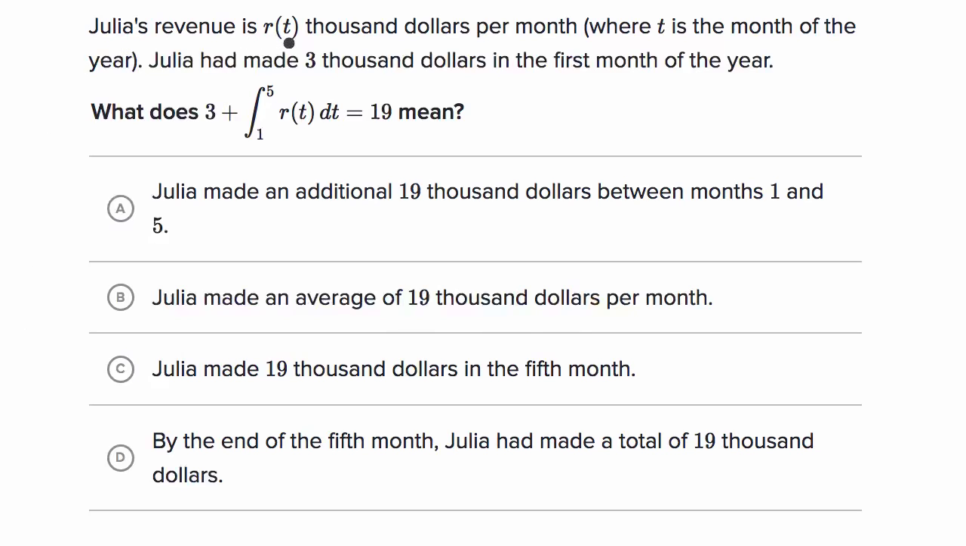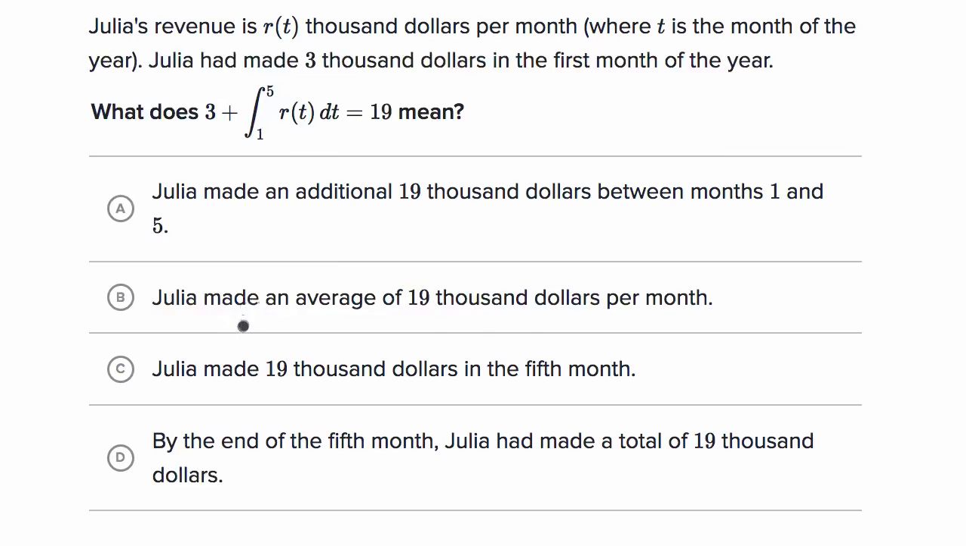Julia's revenue is R of T $1,000 per month, where T is the month of the year. Julia had made $3,000 in the first month of the year. What does 3 plus the definite integral from 1 to 5 of R of T dt equals 19 mean? And we have some choices. So like always, pause the video and see if you can work through it.